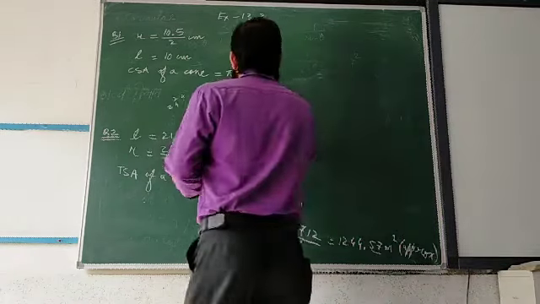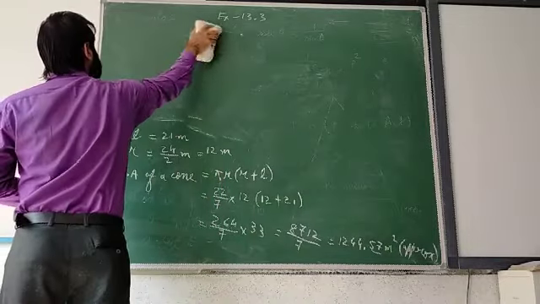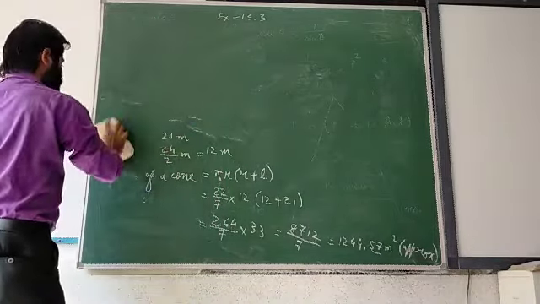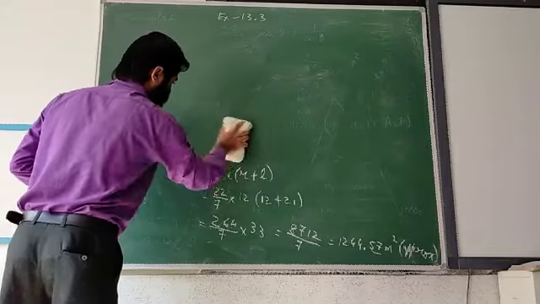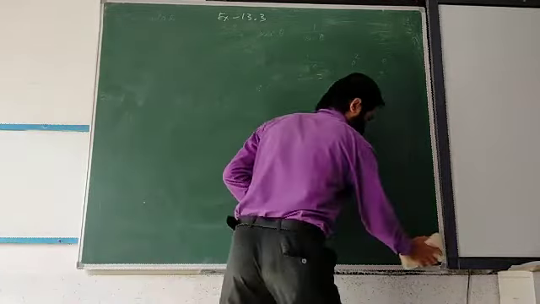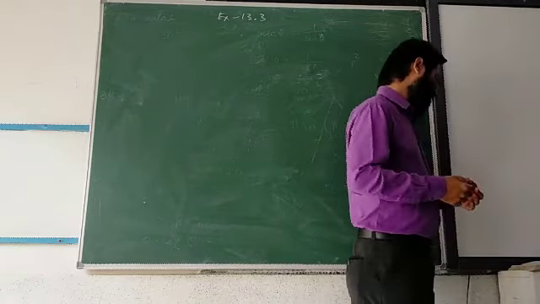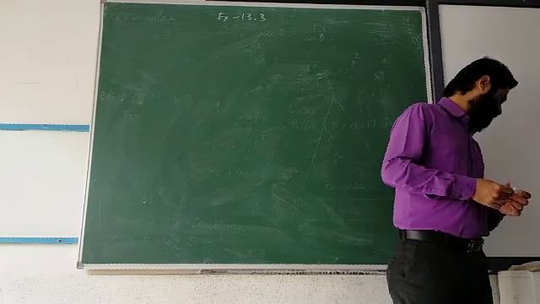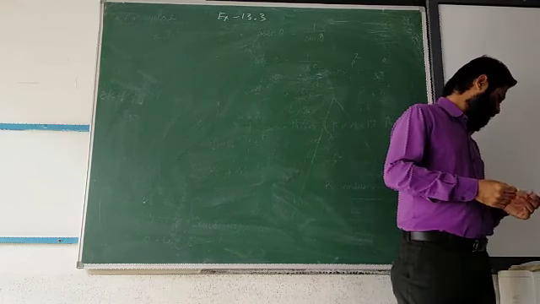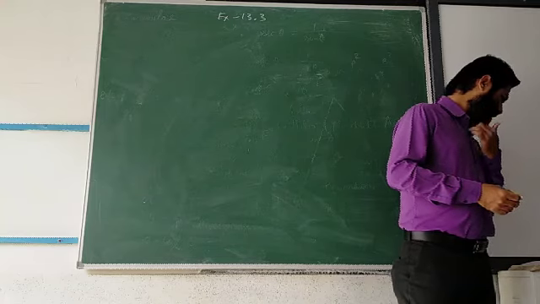Meanwhile, just see question number 3. What is given? Just see. Question number 3 has been given. Curved surface area of a cone is 308 centimeter square and its slant height is 14 centimeter. Find the radius of the base.